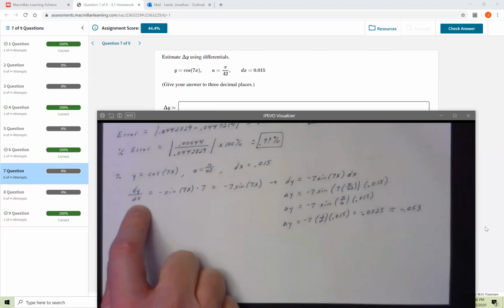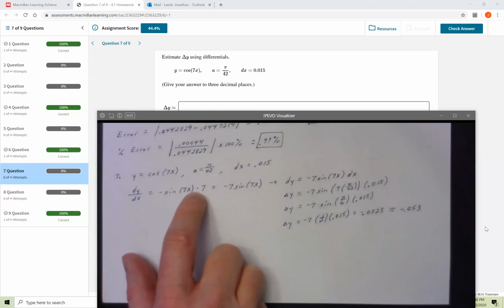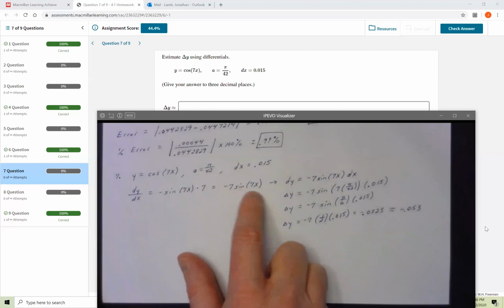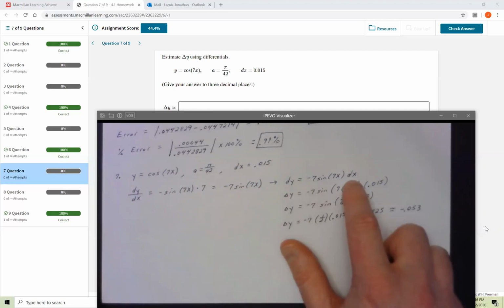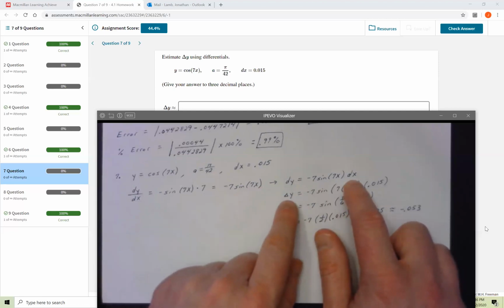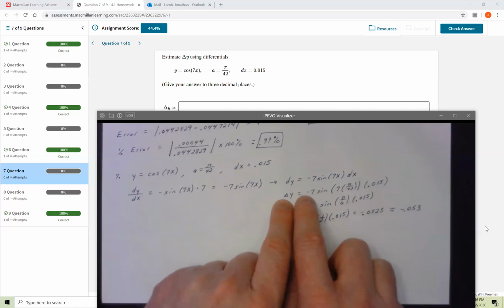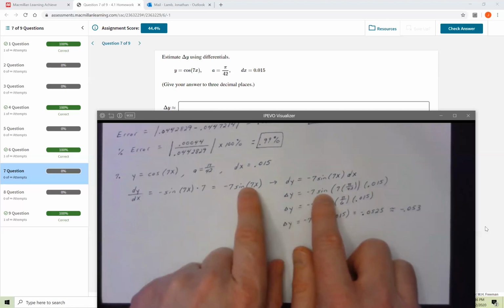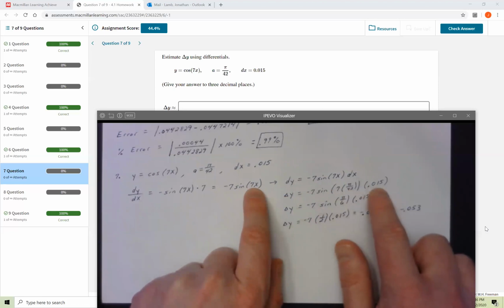We use our derivative in order to do that. I can say dy dx would equal derivative of cosine is negative sine of 7x times the derivative of that angle 7. So I get my negative 7 sine of 7x. Thus, dy is just equal to this function times dx. Now I start plugging in information for it, and I can say delta y is the negative 7 sine of 7 times pi over 42 times the 0.015.